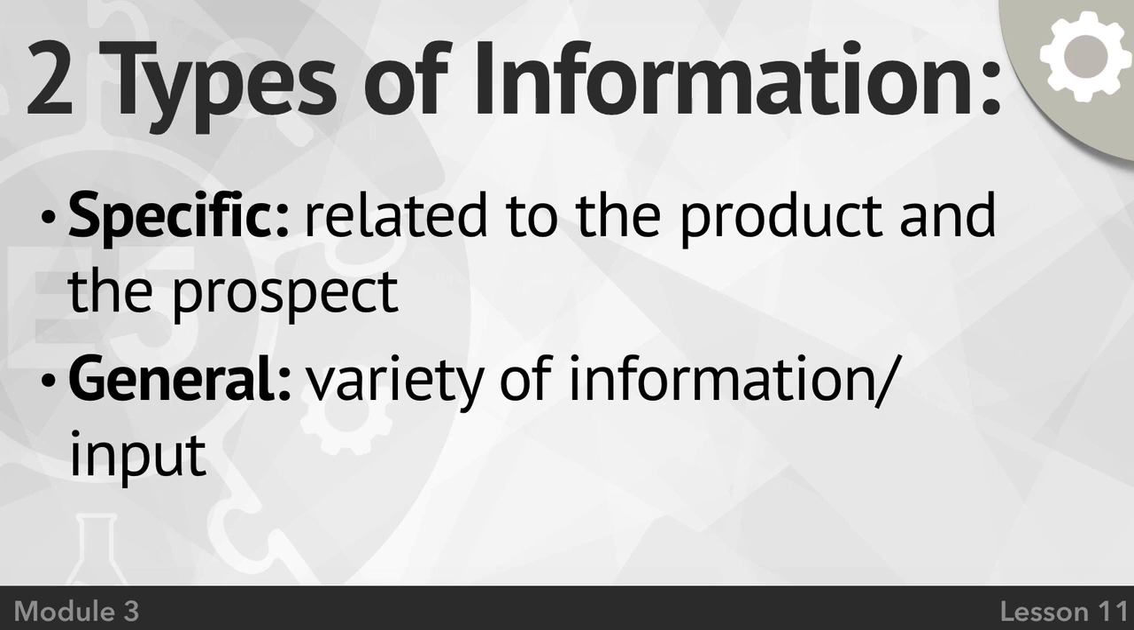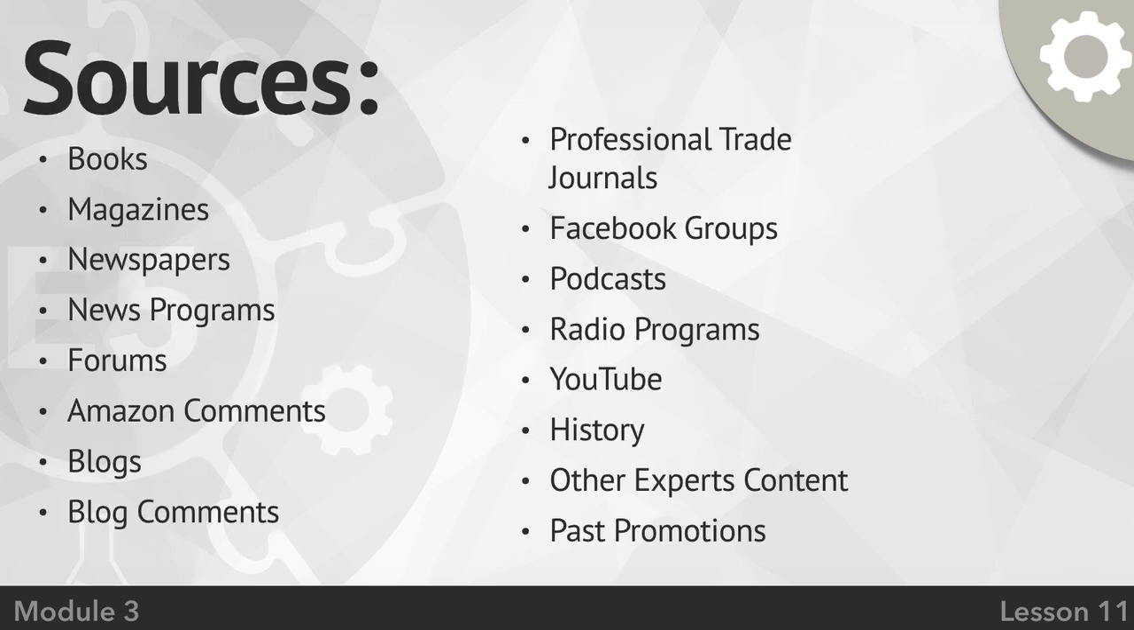Let me say that again. An idea comes about from a new combination of your specific knowledge about your product and prospect, which is where the specific information comes from, with general knowledge about life and events. That's where the general information comes from. That's why I said earlier that it is valuable and important for you to consume a variety of information, not just information related to your marketplace or niche. Some various sources just to kind of get your wheels spinning: books, magazines, newspapers, news programs, forums, Amazon comments, blogs, blog comments, professional trade journals, Facebook groups, podcasts, radio programs, YouTube, history, other experts' content, past promotions, etc.